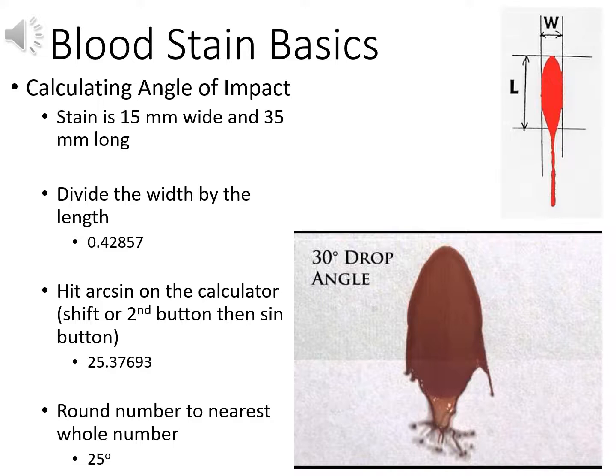If you get anything else, then try again. Make sure that you've hit the second or shift button before you hit the sine. Make sure that it's taking the arc sine or inverse sine of the 0.42857 value. If you're not sure why it's not giving a final answer of 25 degrees, please do reach out and just let me know what answer you're getting so that we can figure out where you may be making a mistake there. Okay, but hopefully if you did everything correctly, you arrived at the same answer and we're good to calculate the angle of impact for a blood stain.